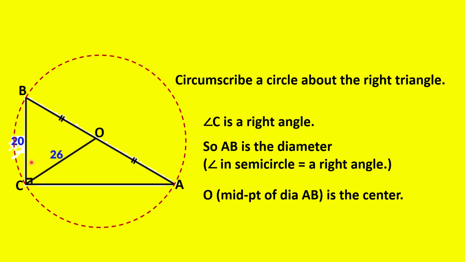What we are using is the rule: angle in a semicircle is a right angle. So if C is a right angle, the opposite side AB must be the diameter. And if AB is the diameter, then the midpoint of the diameter O is the center. So O is the circumcenter of the triangle, the center of the circumscribed circle.